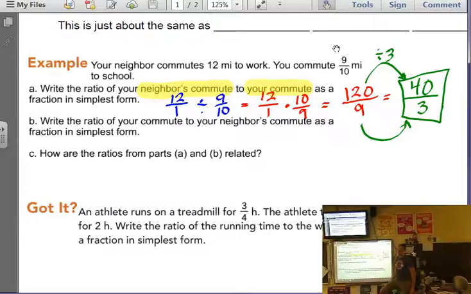Your neighbor commutes 40 compared to your commute 3. That'd be funny if the neighbor was a teacher.